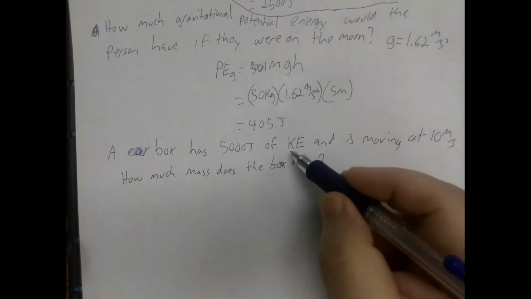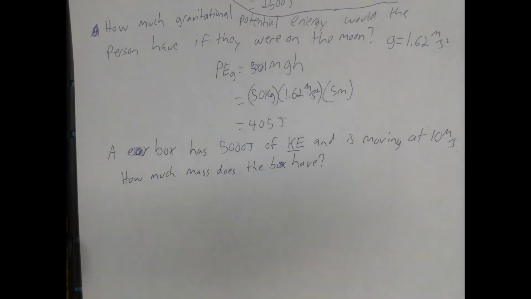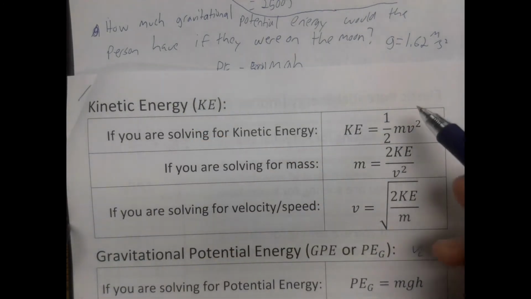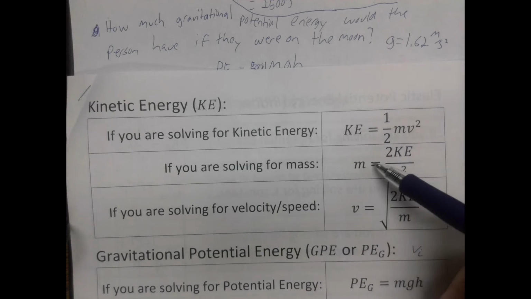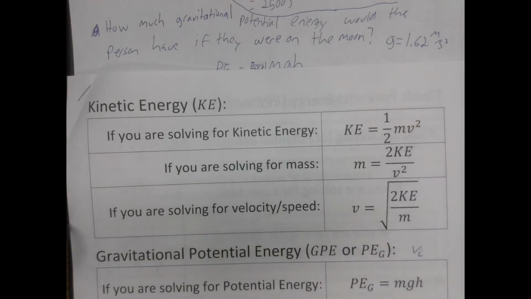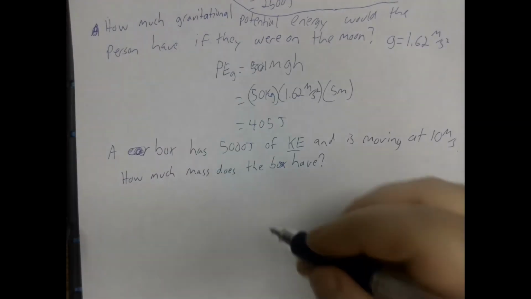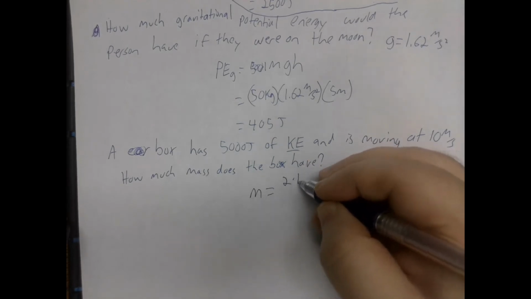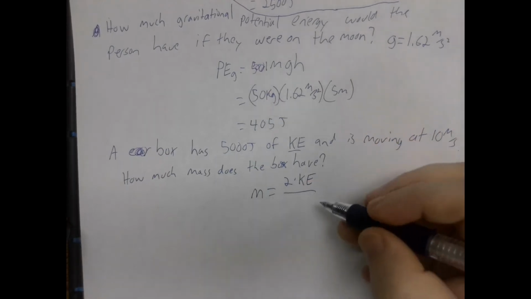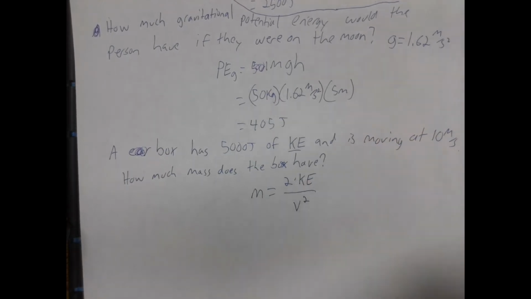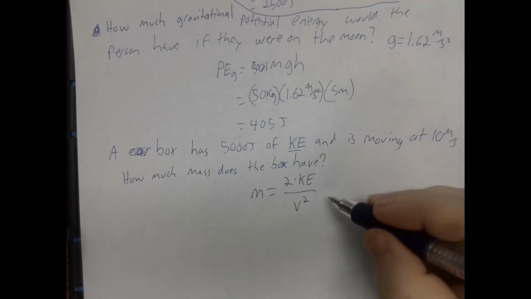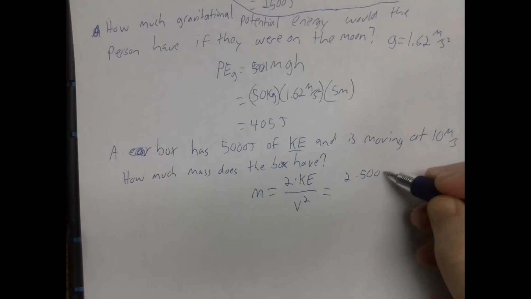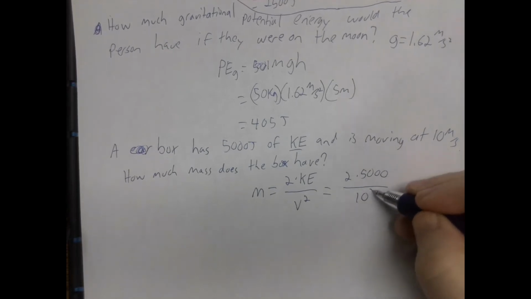So this is dealing with kinetic energy. So we look at our formula sheet. Here's kinetic energy equations. And we are solving for mass, so we use this equation right here. So mass is equal to 2 times the kinetic energy divided by velocity squared. So 2 times 5,000 divided by 10 squared.